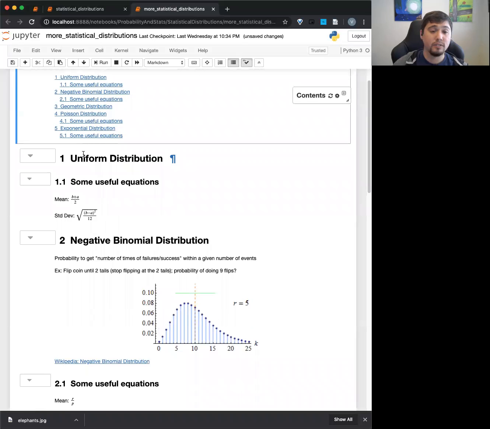So one thing I'm going to mention is the uniform distribution. Uniform distribution is so basic that you don't even think about it as a distribution, but basically it's that every probability of each event happening is equal. So for example, if I roll a die, getting a 1, 2, 3, 4, 5, 6 has equal probability.